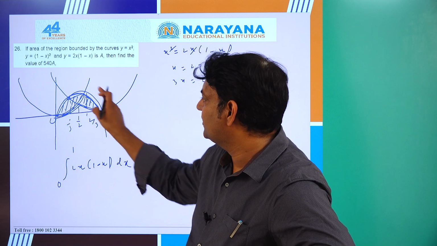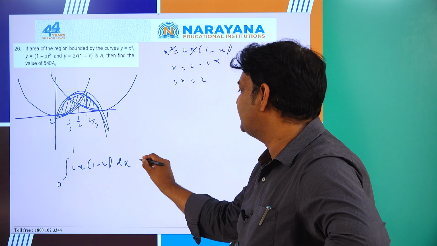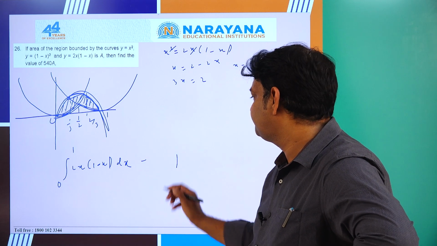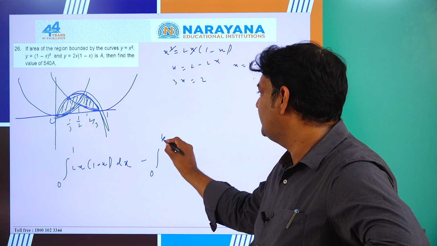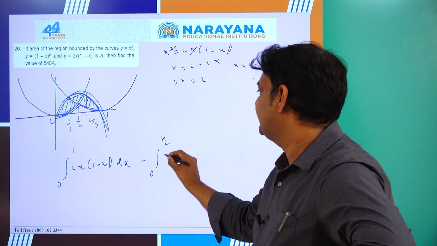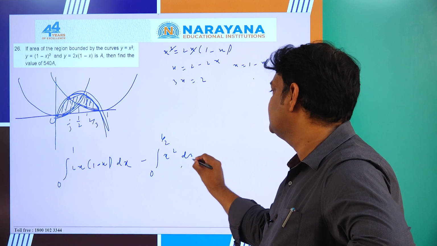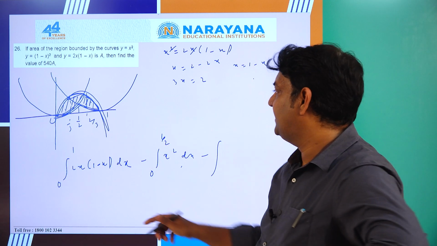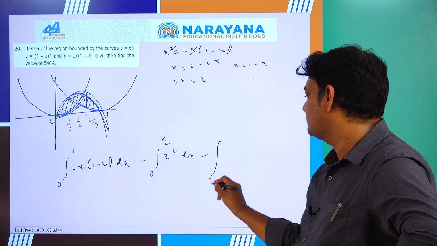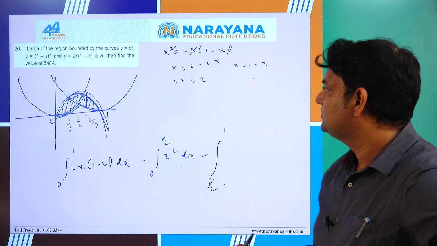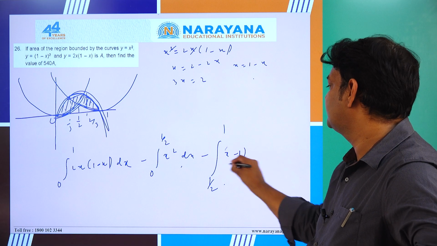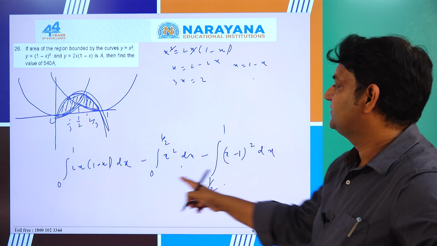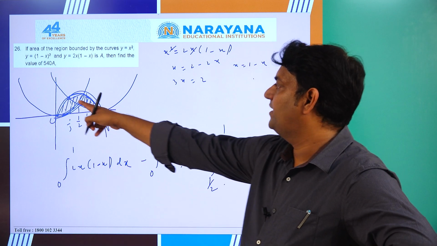This will give you this total area, and from that we will subtract integral 0 to 1/2 of x square dx, and also we will subtract integral 1/2 to 1 of (1 minus x) whole square, or (x minus 1) whole square dx. This will simply give you the required area.